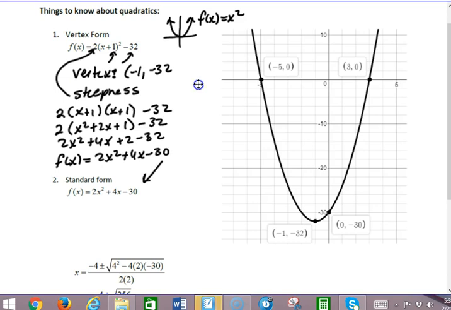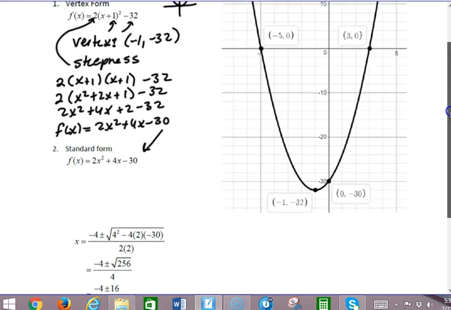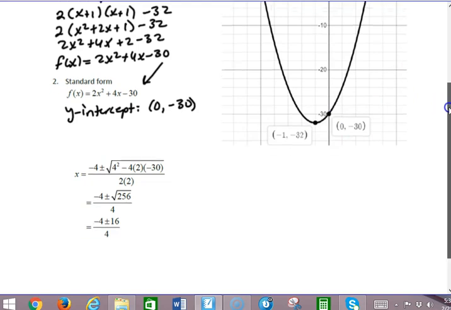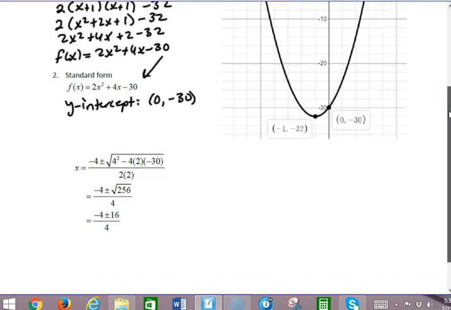Now, the vertex form helps us to quickly locate the vertex of the parabola and the line of symmetry, which is at x equals -1. The standard form helps us to quickly locate the y-intercept. So when we see this form, we can quickly see that if we put 0 in for x, we would get -30 for y. So that locates the y-intercept over here.